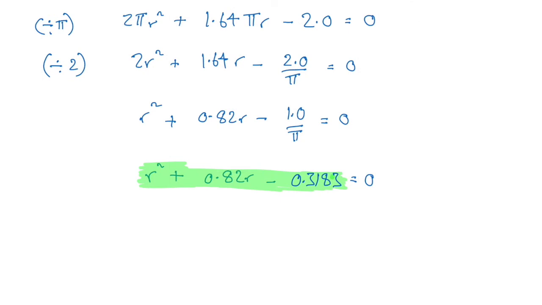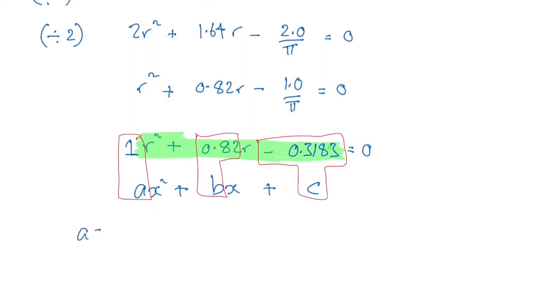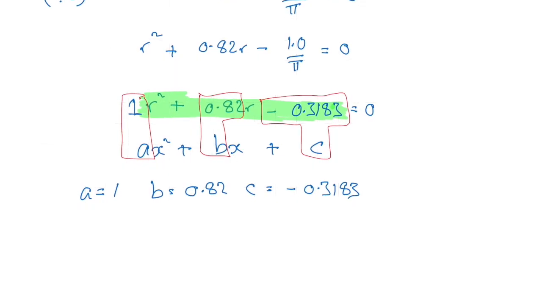So we compare our equation against the general equation for any quadratic, ax squared plus bx plus c. A is the value in front of the square term, b takes a value of 0.82, c takes a value of minus 0.3183. So the value for a is going to be 1. And we'll substitute our values into our quadratic equation.